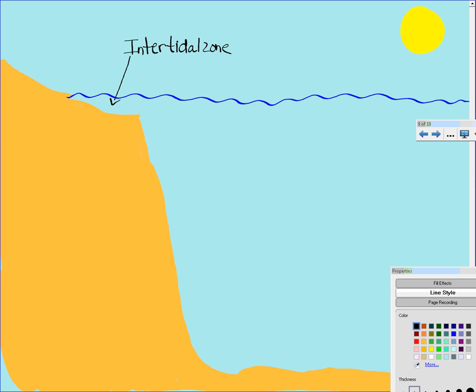These are where your tides come. Sometimes the water could stop here. Sometimes it could stop there. This could be considered dry land, or over here could be considered dry land. Sometimes the water could even come way up here. This is your intertidal zone. It's within the tide. Inter means within.